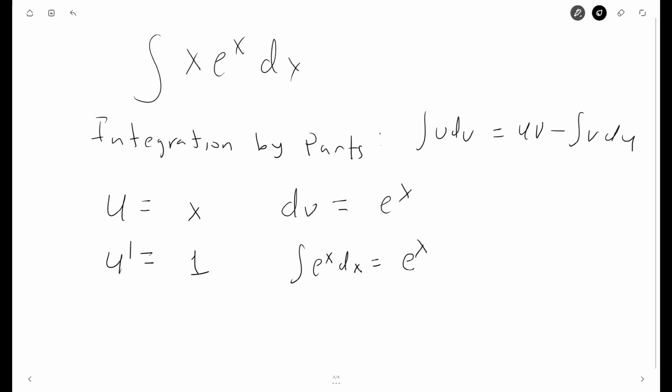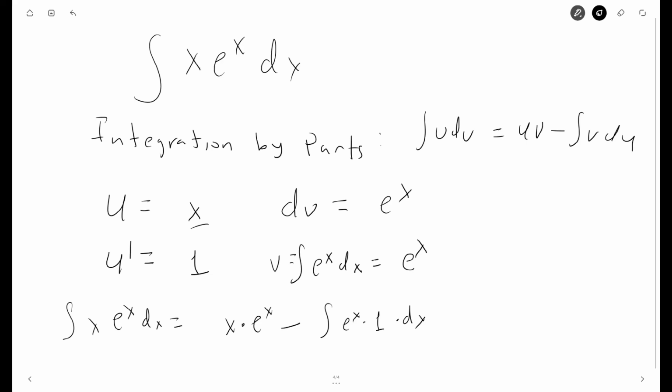Now we plug it into the integration by parts formula. So the integral of x e to the x dx is equal to uv, which is equal to x times v, which is equal to e to the x, minus the integral of e to the x, and du is equal to 1, so 1 times dx.